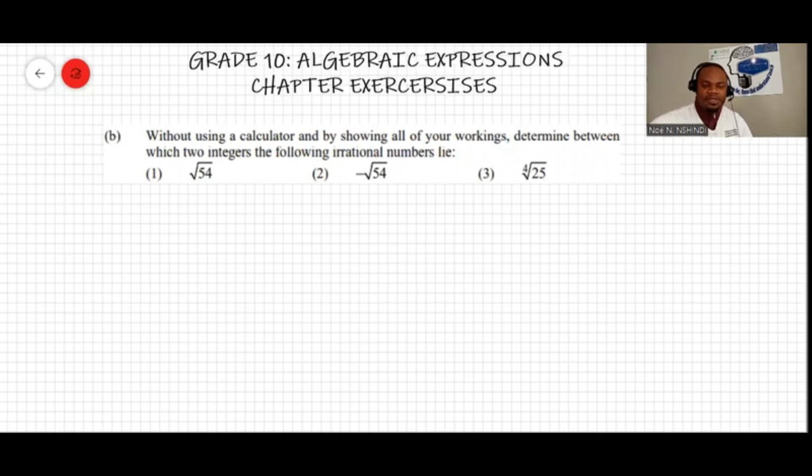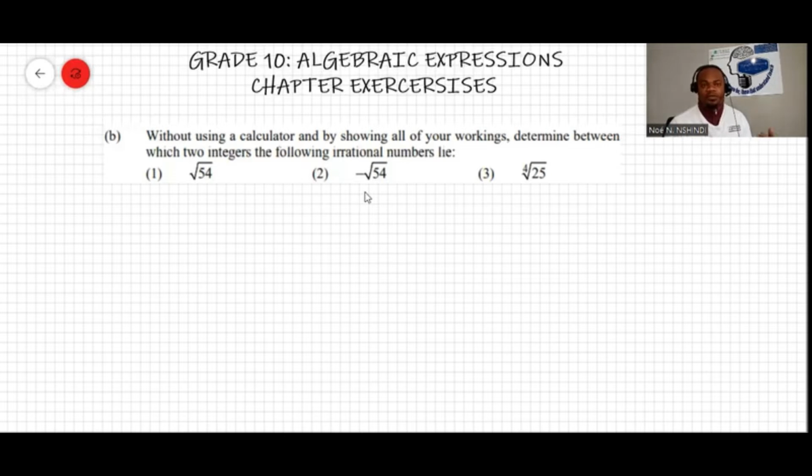Now question B says, without using a calculator and by showing all your workings, determine between which two integers the following irrational numbers lie. So we need to find two integers in between those irrational numbers. I need to find the integers on the left and right of each of those. Now I need to remind you that those integers must be consecutive integers.